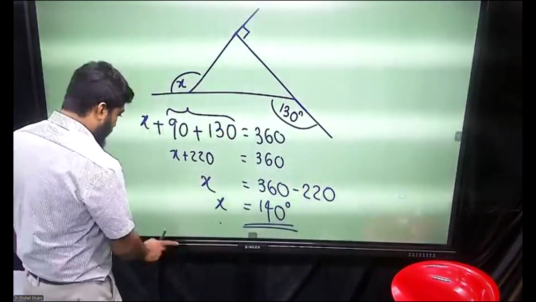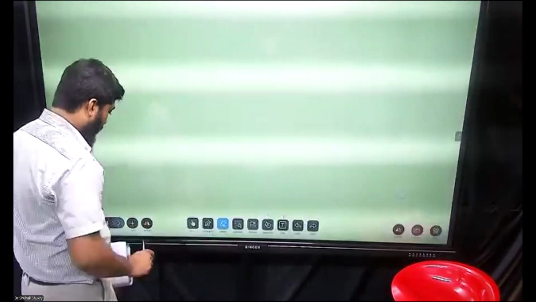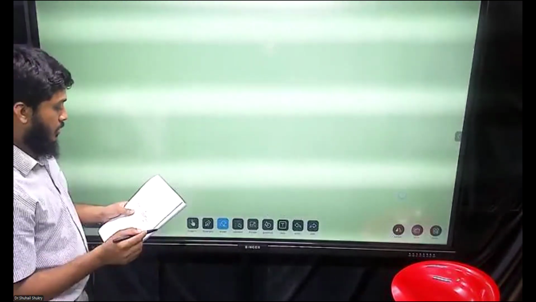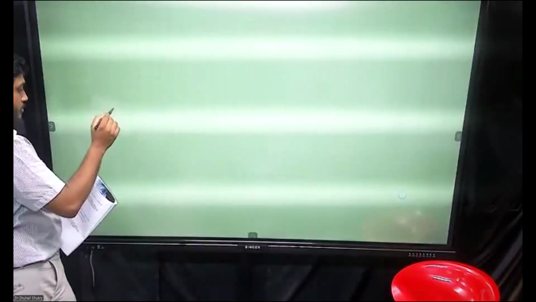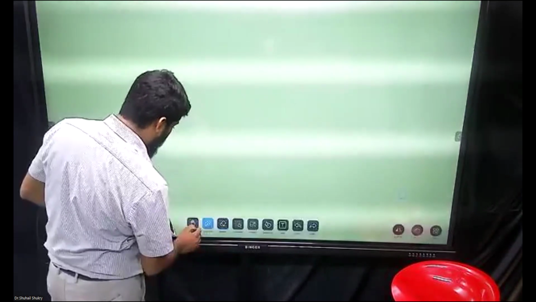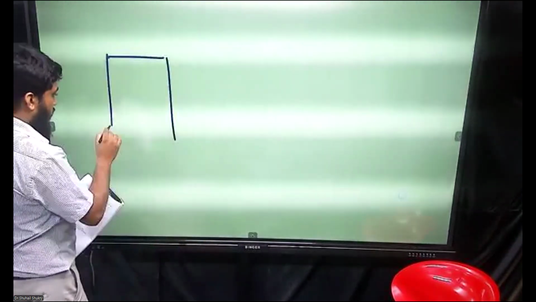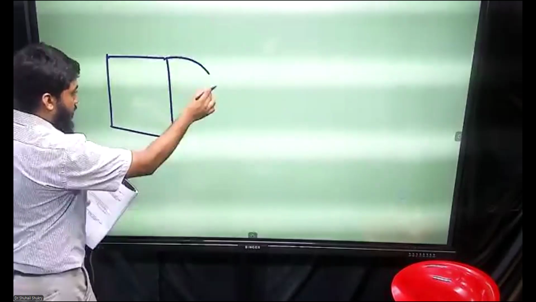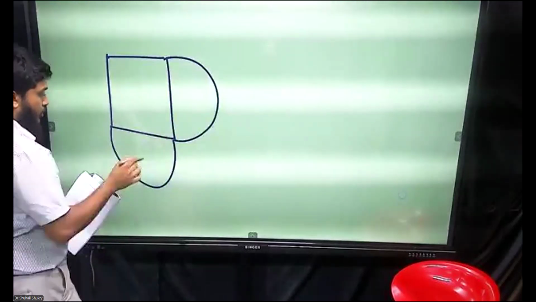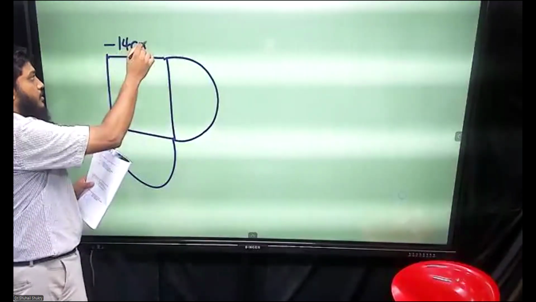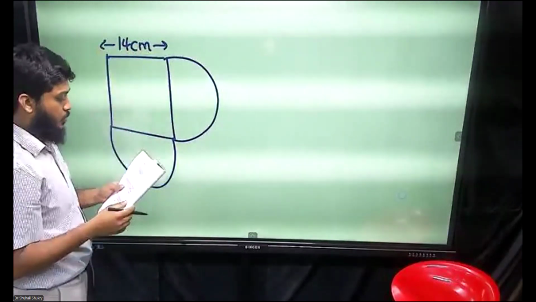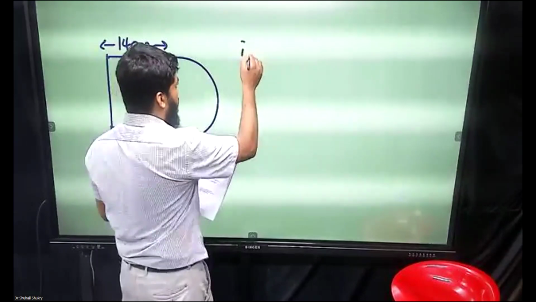All right, now come to this part. Here there is a square, and there are two semicircles connected to this. The first question they have asked, and they have given this is 14 centimeters. First question, find the area of the square.